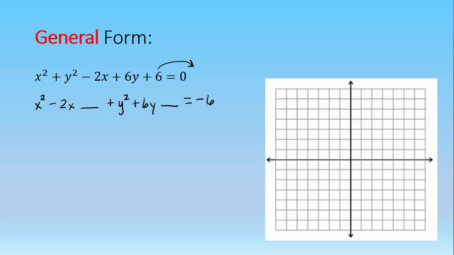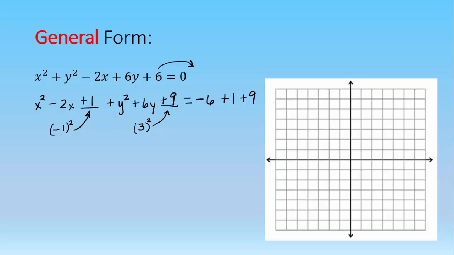So completing the square for x's, I take half of -2, which is -1, and I square that. And that goes in the blank. So I get +1. I need to add that to the other side as well to keep the equation in balance. Now do it to the y's. So we've got half of 6 is 3, and square that. So we add 9 to the y's and add 9 to the other side.